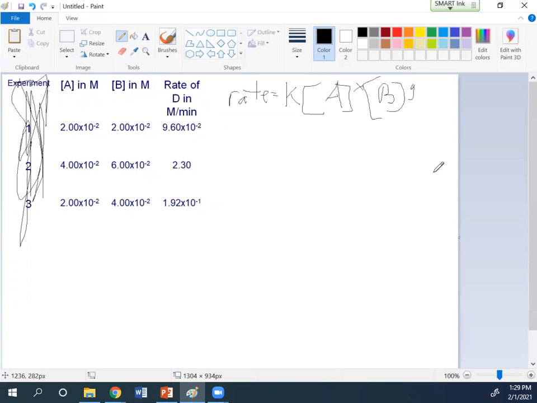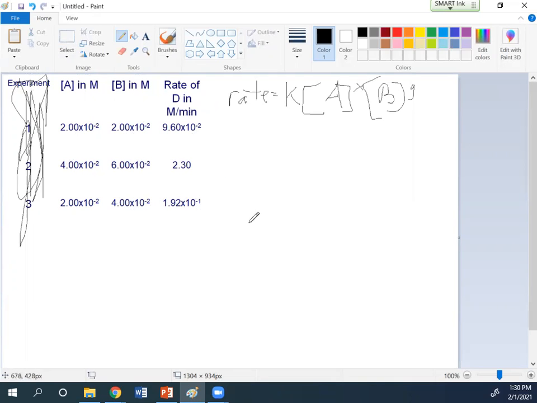So what experiments would you choose? Remember, you always want to divide so the biggest rate is on top. 2 divided by 1? Do we think that would work? You need something to cancel, so you don't want to use 1 and 2, because neither the A's nor the B's would cancel. So 3 divided by 1, because the biggest has to be on top, and 3 is the biggest one. Our A's are the same, so we're going to do 3 divided by 1.